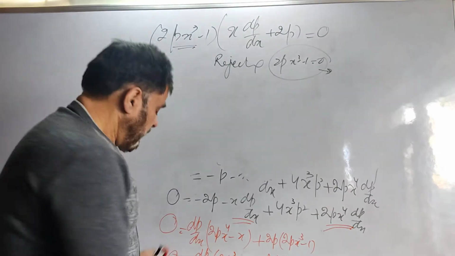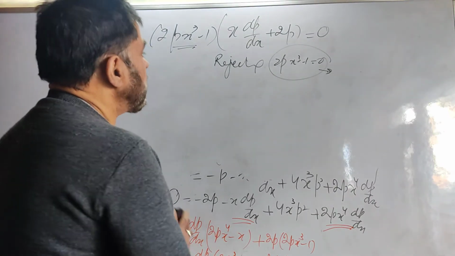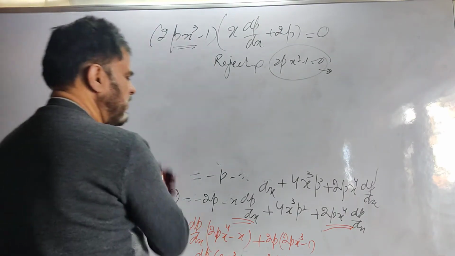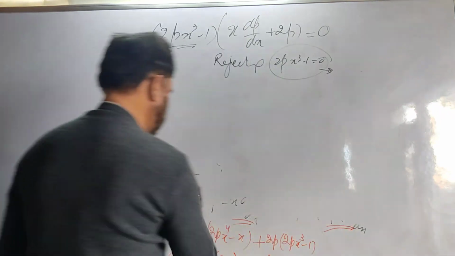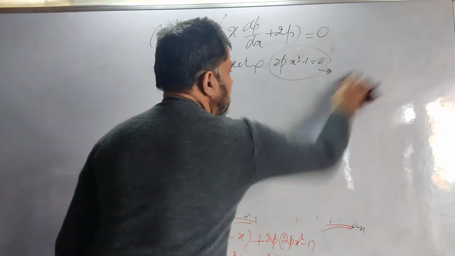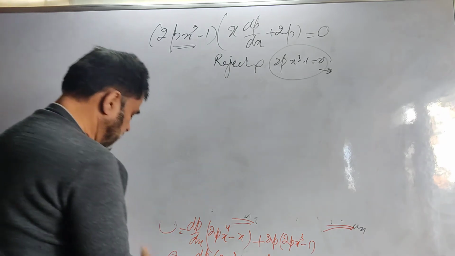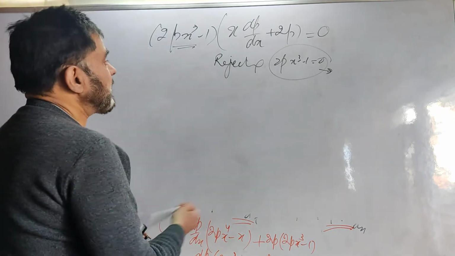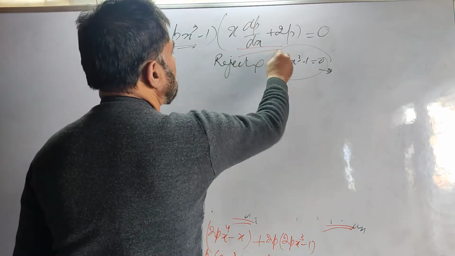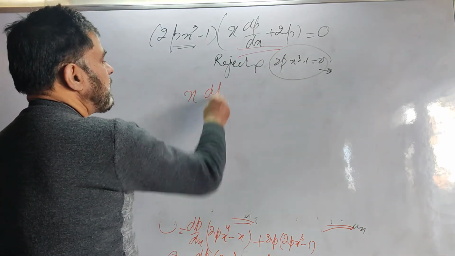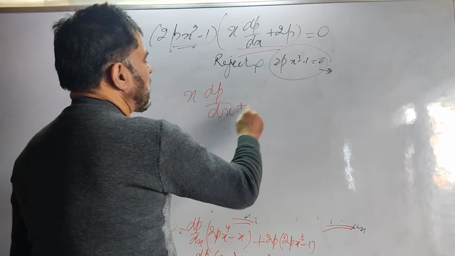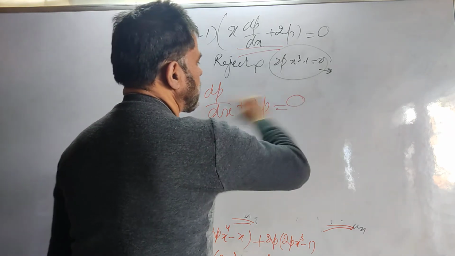But here the factor which does not involve the derivative, it is this. You reject it here for the time being. You take that factor which involves derivative. Remember this thing. The derivative involves this. We will take this factor equal to 0. We will write x dp by dx plus 2p is equal to 0.